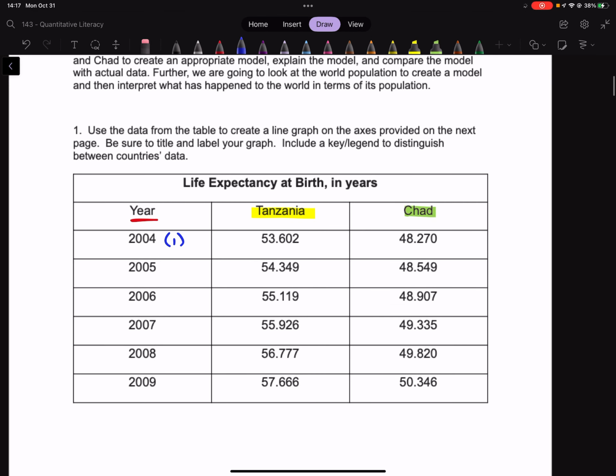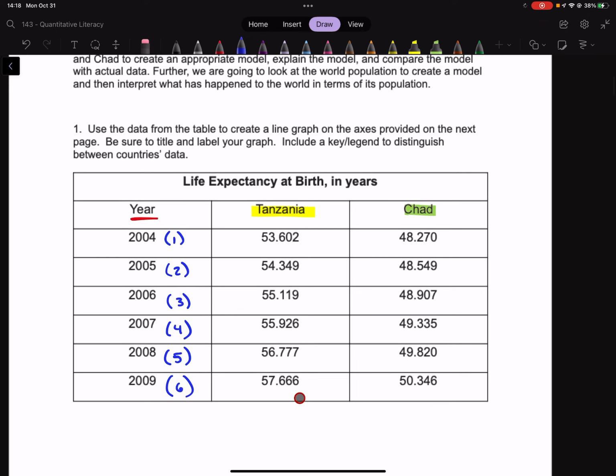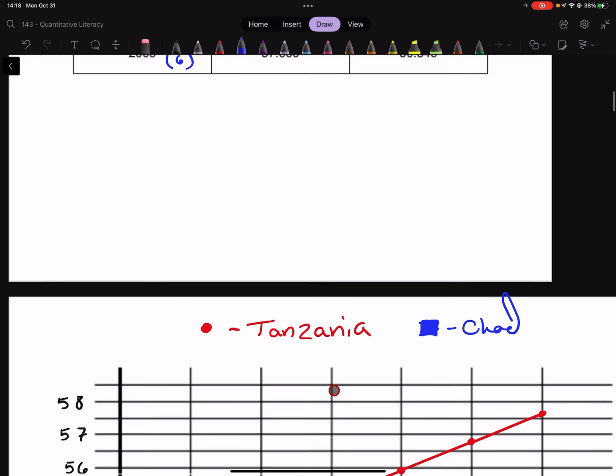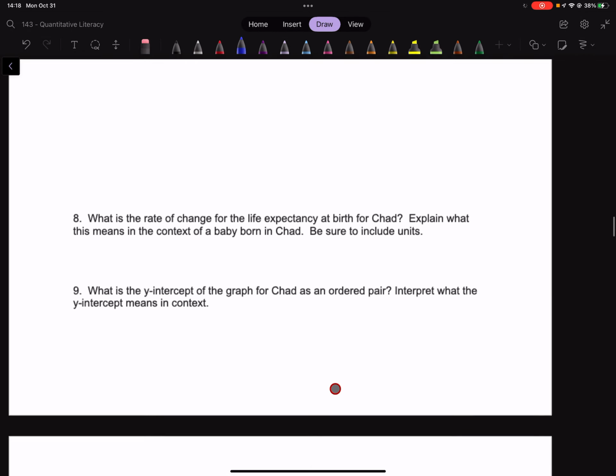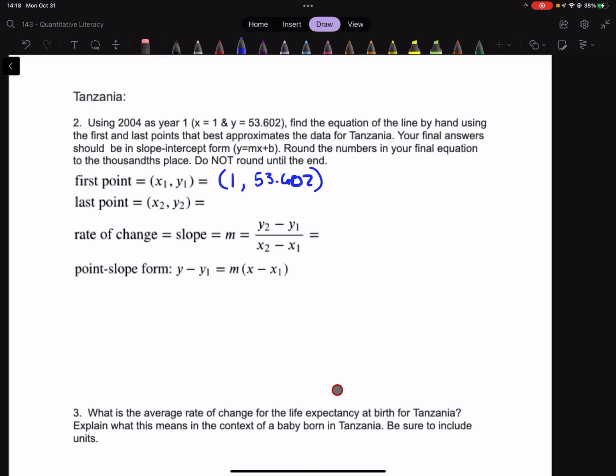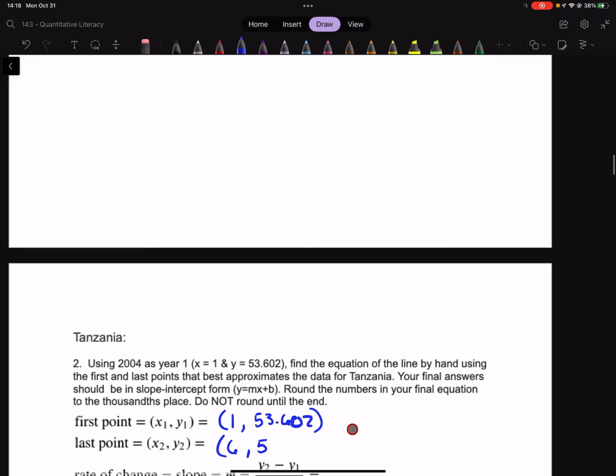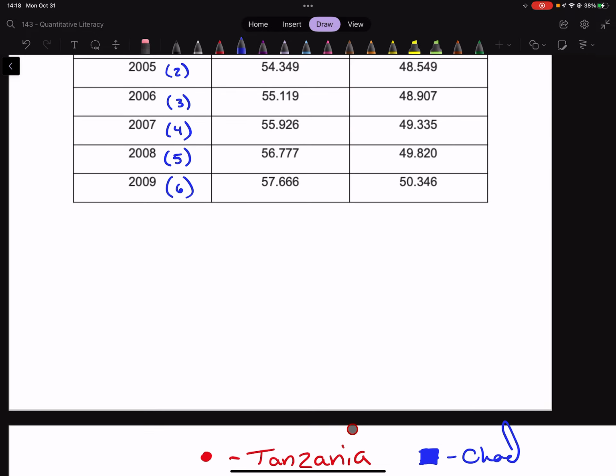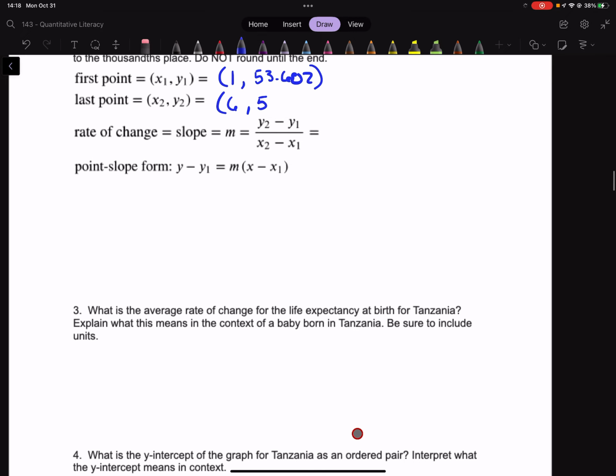So then that would make this 2, 3, 4, 5, and then the last year we're going to use is 2009 or 6. So we're definitely going to want this data here. So x equals 6 and y is 57.666. All right, so let's come back down here. Oops, went a little too far. So then that last point is going to be 6 comma, was it 57? Gotta scroll back up now. 57.666. Okay.